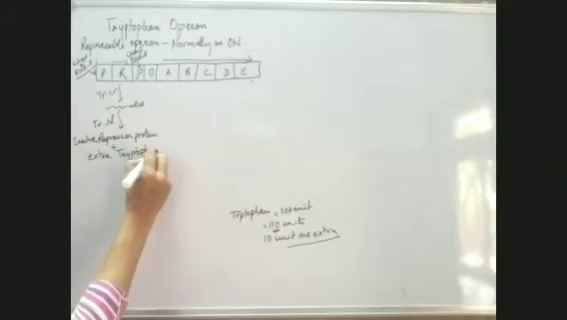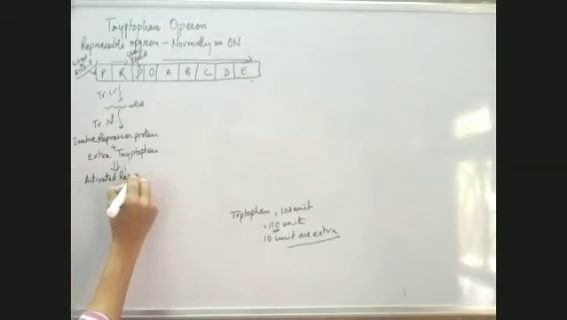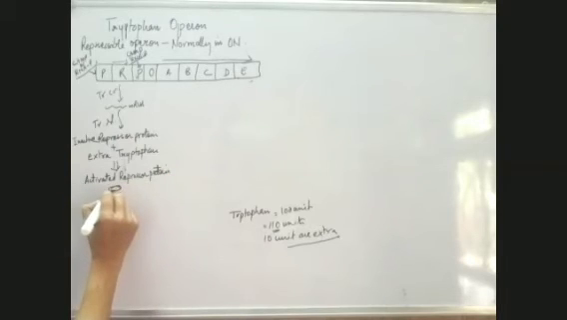When extra tryptophans are added to the inactive repressor protein, the repressor protein becomes activated. So we get the activated repressor protein. That means this repressor protein has become activated.